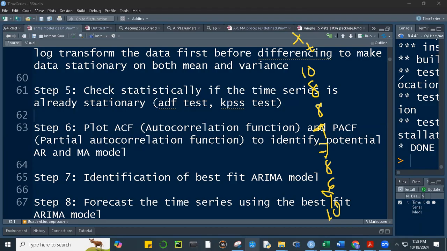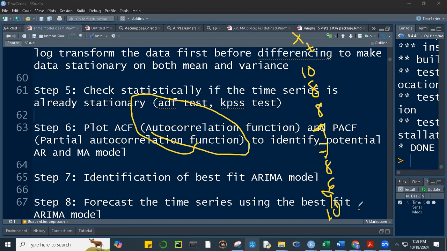Okay. Then what we do, class, is get the autocorrelation. As the name suggests, autocorrelation, we're getting the correlation of the time series with itself. It's auto. So what do we do, class? We get, for example, the autocorrelation of your time series with its lag 1.